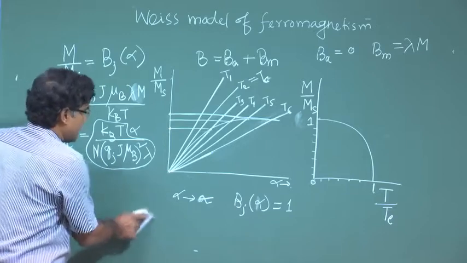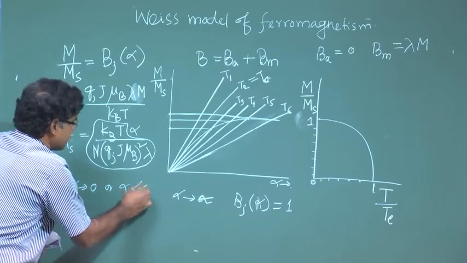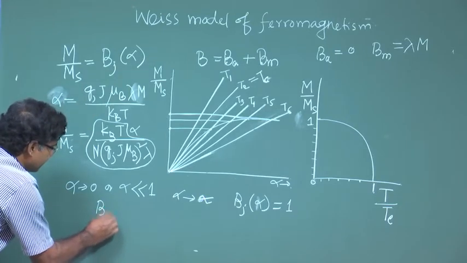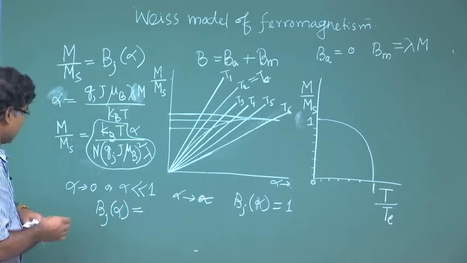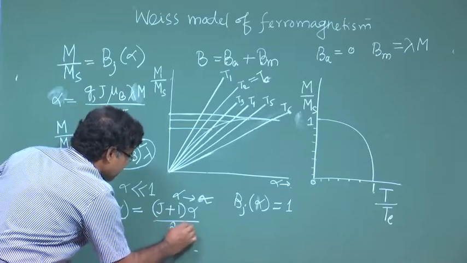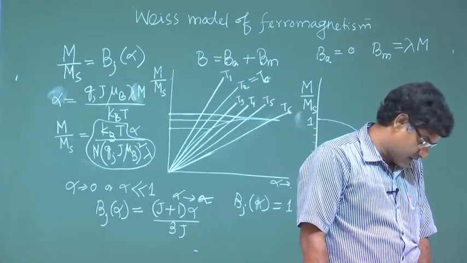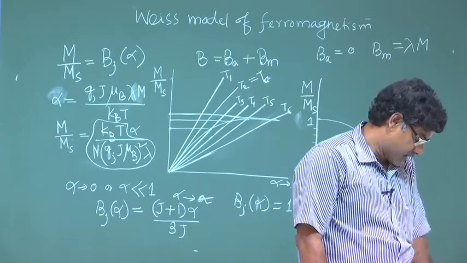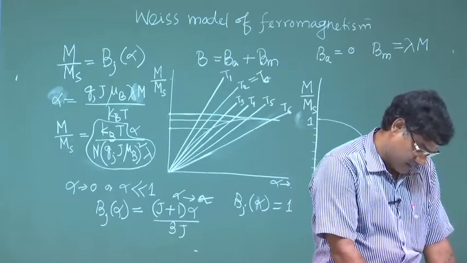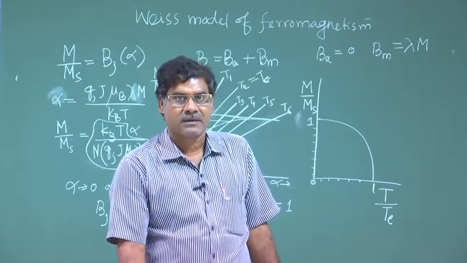So, when alpha tends to 0, or alpha is very less than 1, in this condition one can show that this Bj alpha will be, I think, (j plus 1) alpha divided by 3j. Yes, that will be this. Okay. I think I can show you how I have got it. You have to use Taylor series, but somehow it is not displayed.